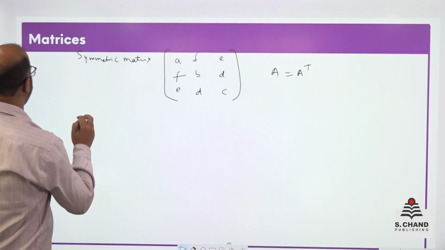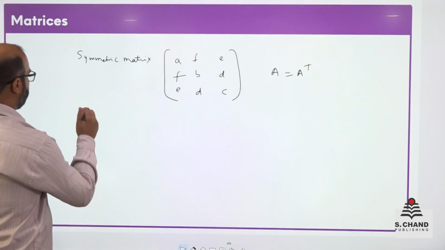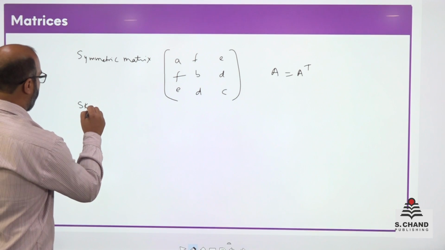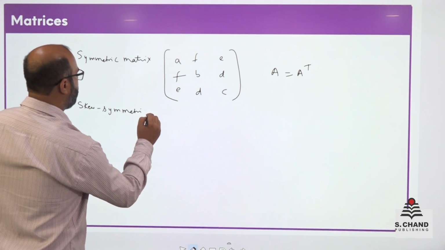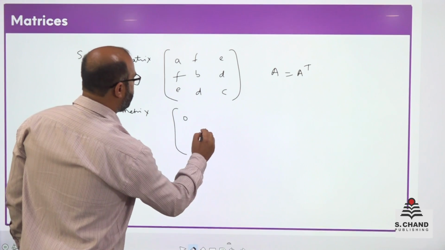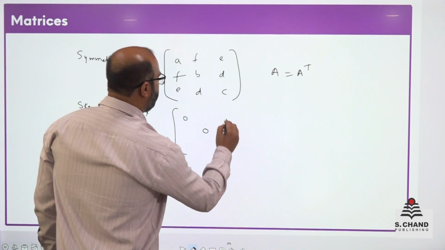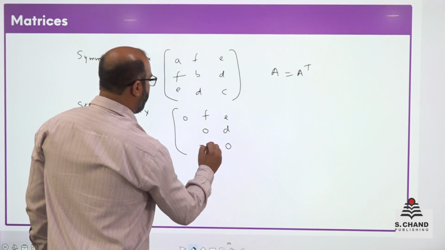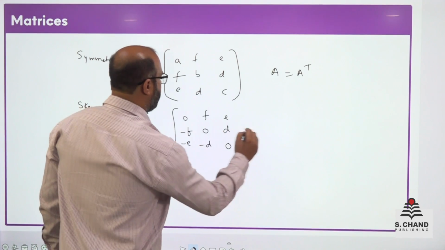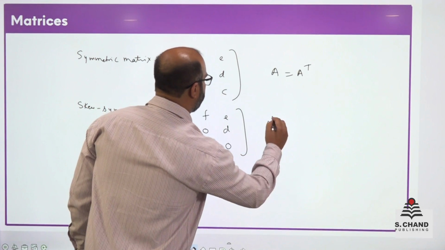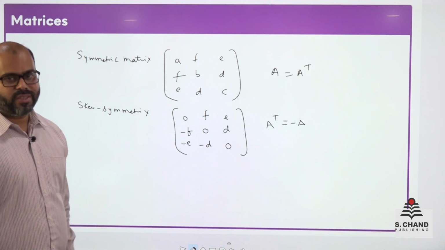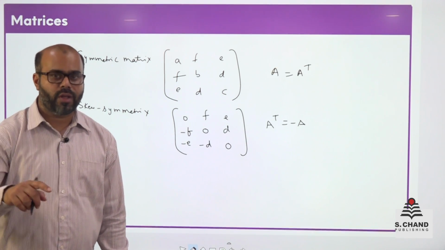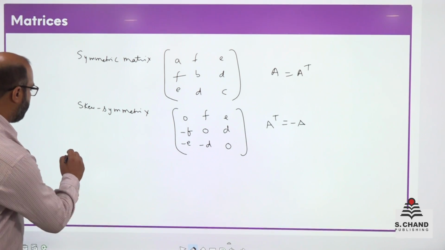If we talk about a skew symmetric matrix, it is such that its diagonal elements are always 0 and non-diagonal elements are mirror images with respect to the diagonal with a minus sign. So we can say that A transpose is equal to minus A. And the value of the determinant of a skew symmetric matrix of odd order is always 0. It is very important to note.